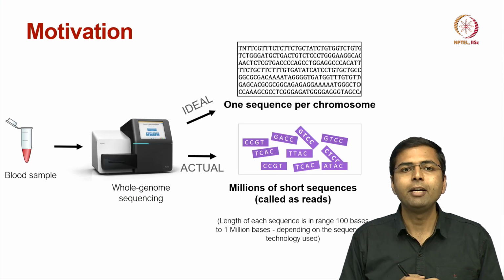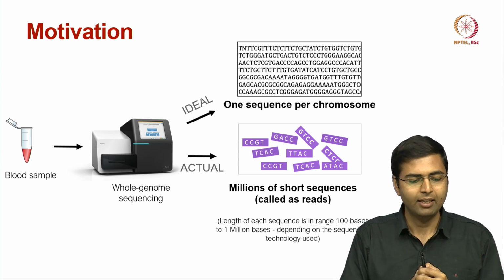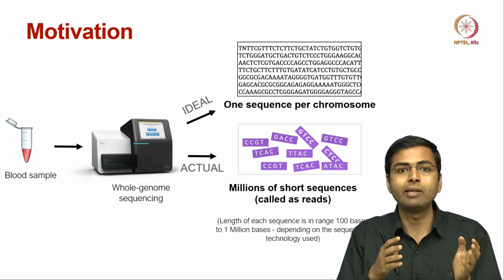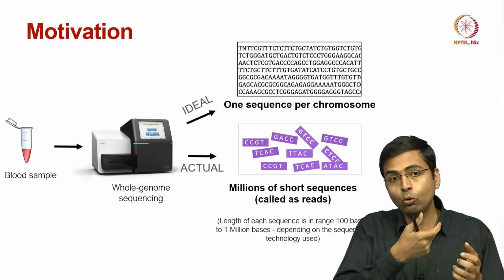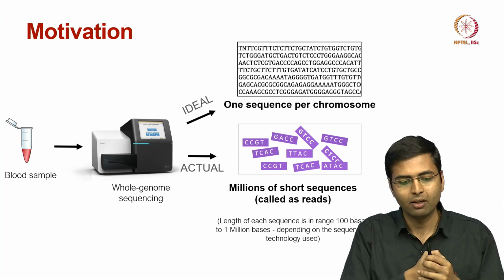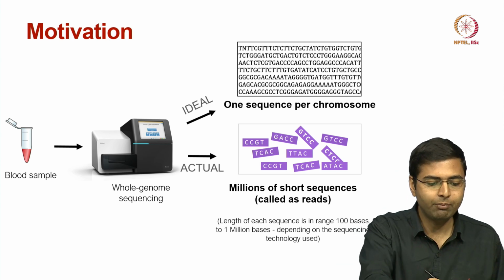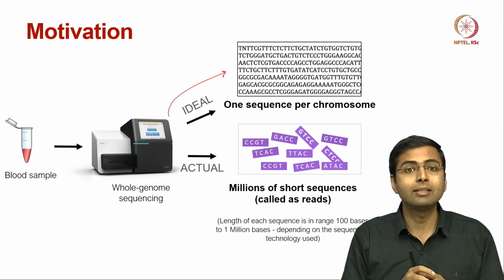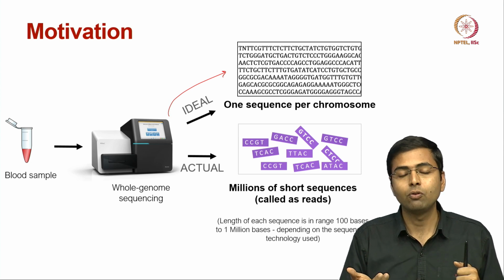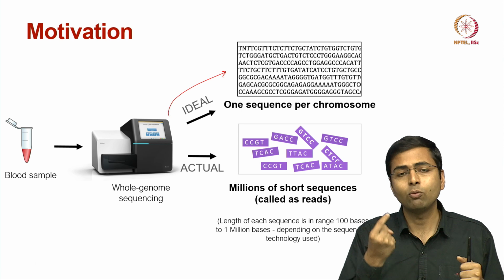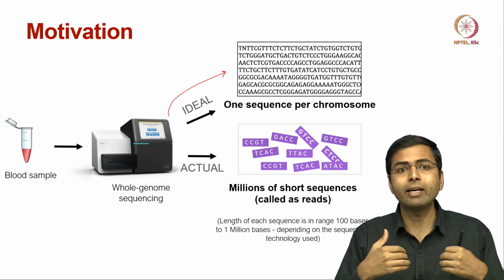Now, typically when we do sequencing of a genome, we would, let us say, take a blood sample of a patient and then run it through a whole genome sequencing protocol. The goal of whole genome sequencing is to know the genome sequence of that individual. So, ideally what we want as output from a sequencing machine is one sequence per chromosome. That is, if I have, let us say, 23 pairs of chromosomes, then I would want one sequence, the entire sequence for each chromosome, and that will give me ideally my complete genome sequence.